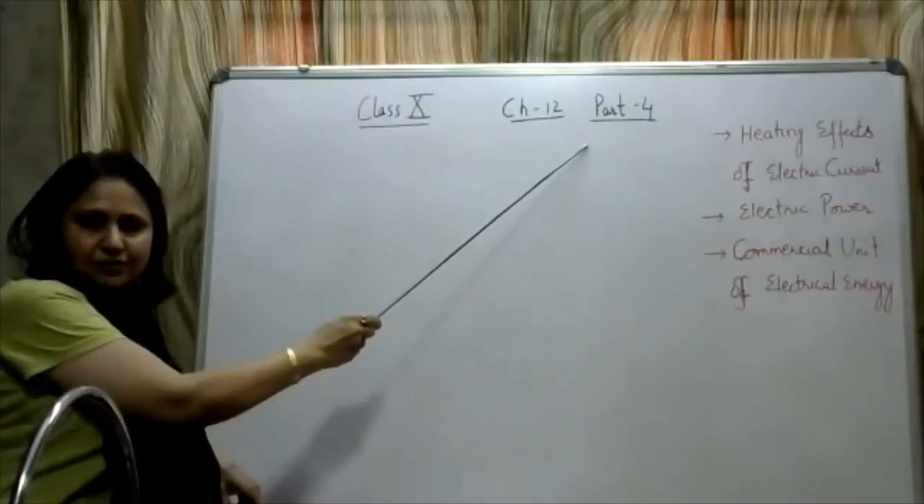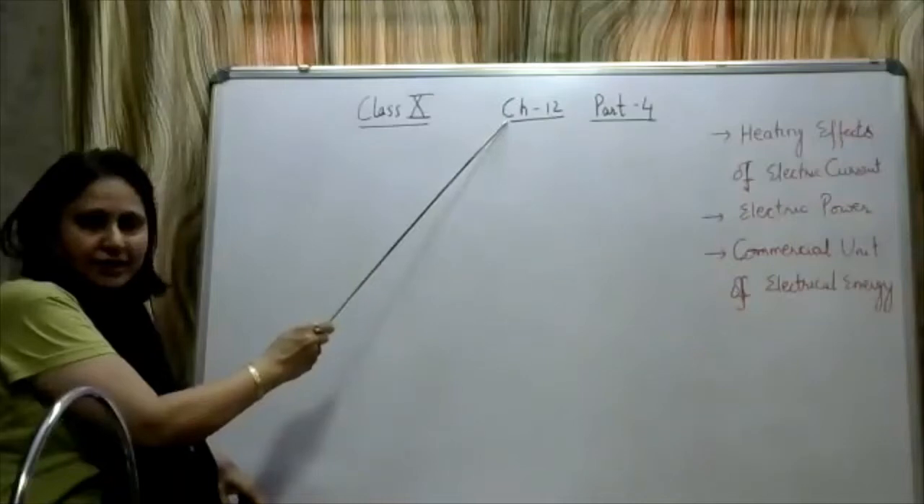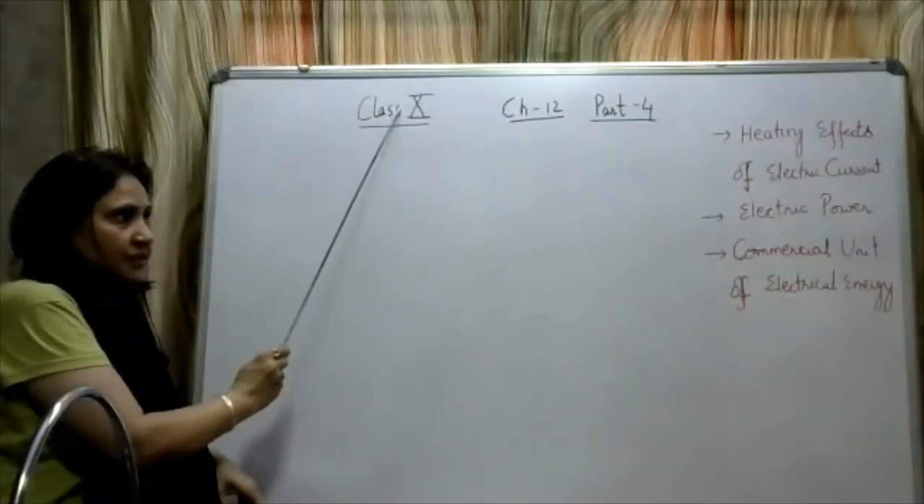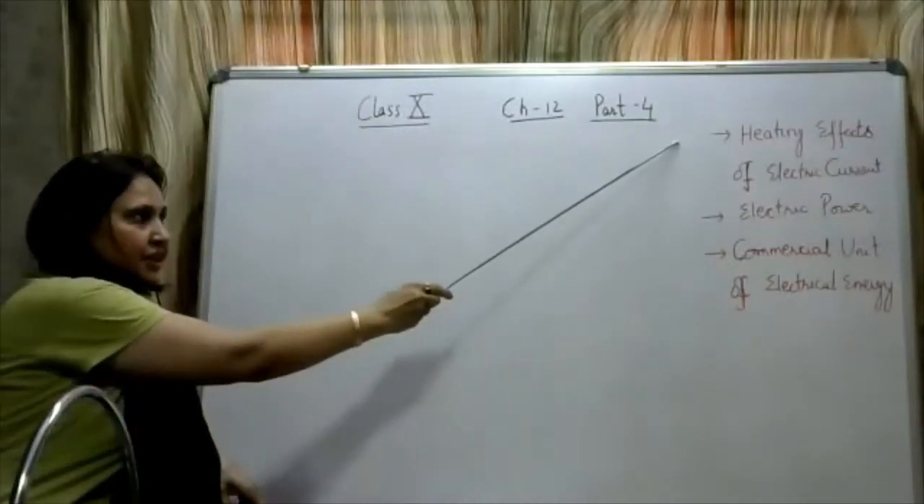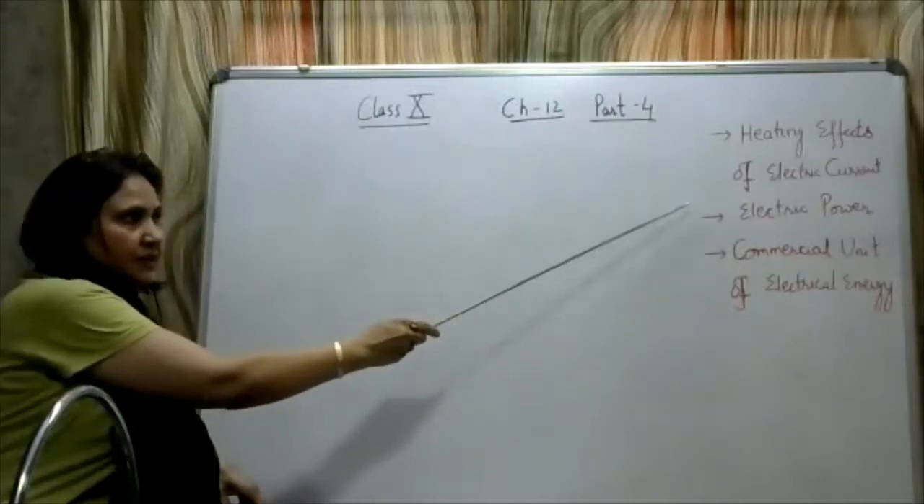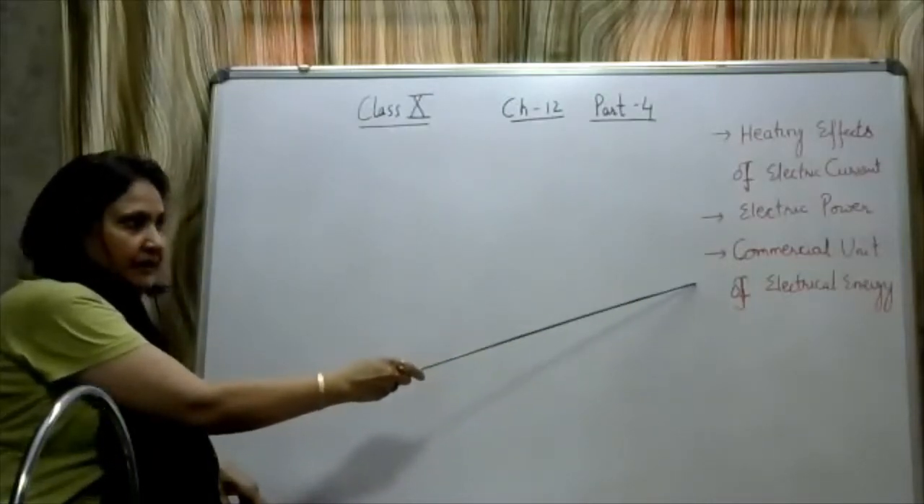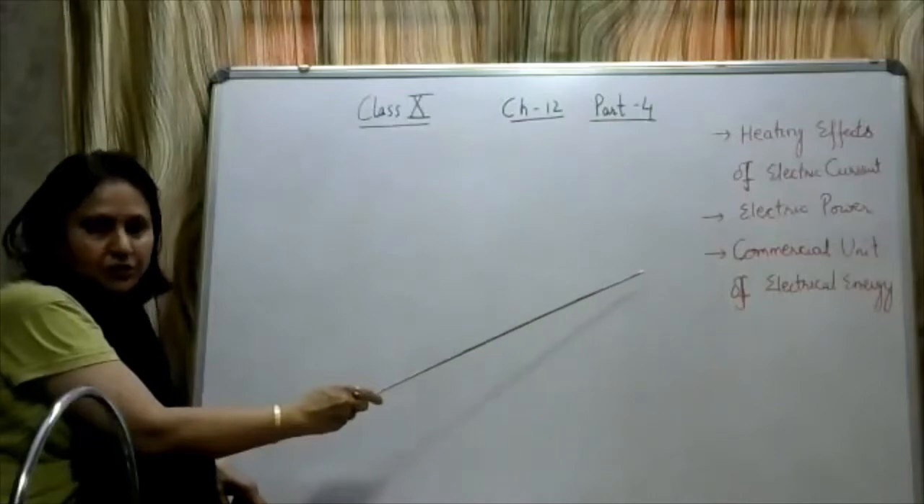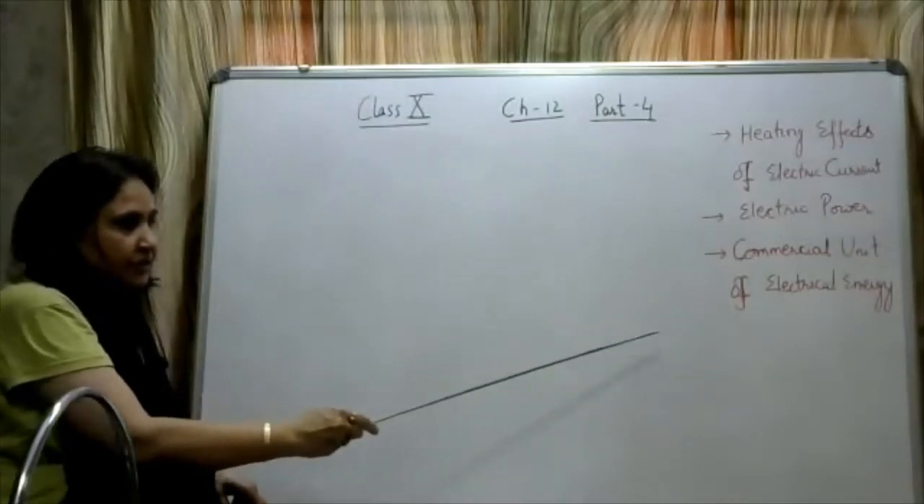This is part 4 of chapter number 12, electricity of class 10. In this part, we'll discuss heating effects of electric current, electric power, and then in the end, we'll discuss the commercial unit of electrical energy.